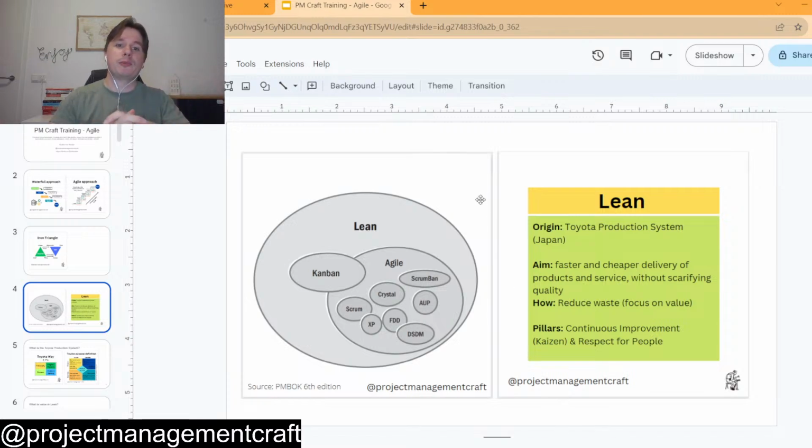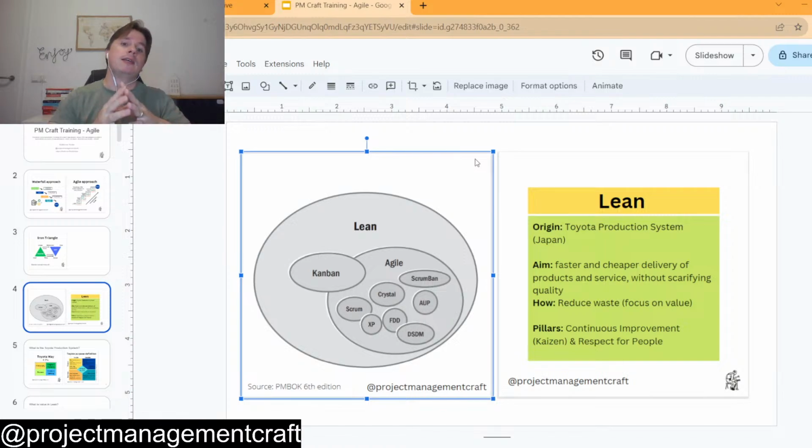So if you look here on my screen, you have this picture that I'm highlighting. That's an image that I took from the PMBOK 6th edition. There you see a big universe called Lean. Then you see a smaller universe called Agile. Why is this important to understand? Because I've also seen a lot of people arguing that Agile is not related to Lean anyhow.